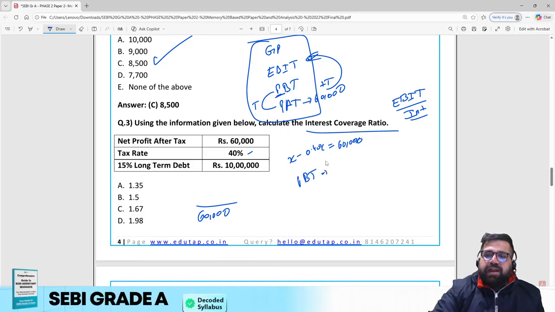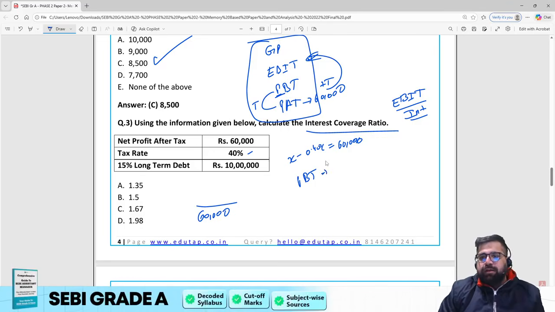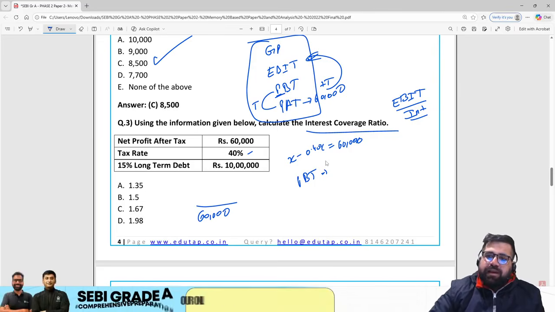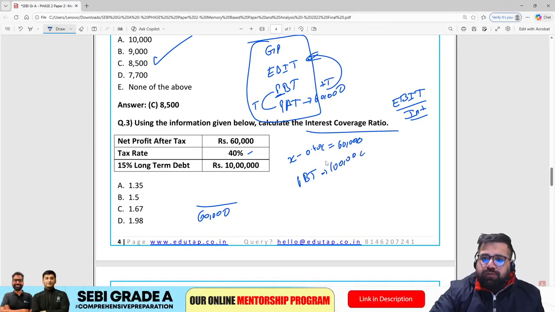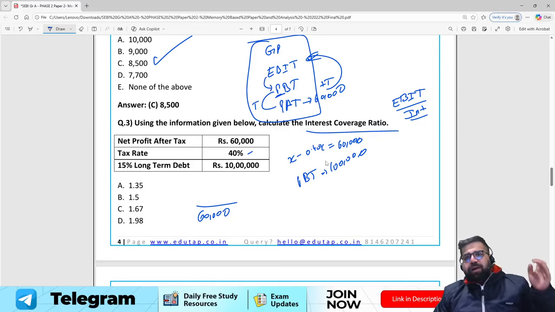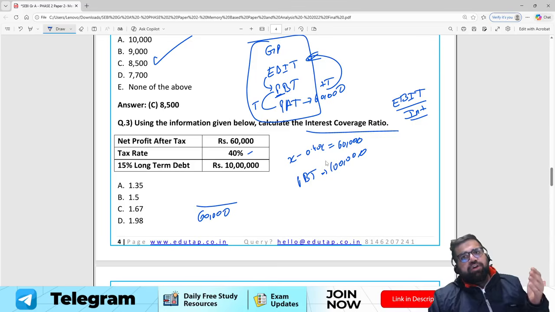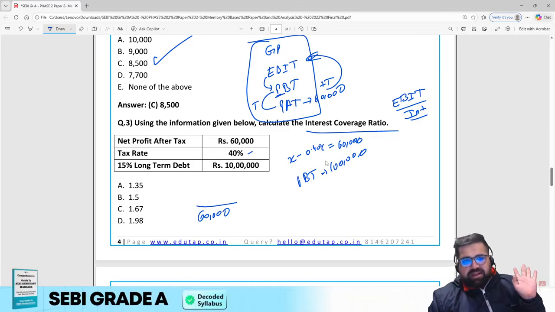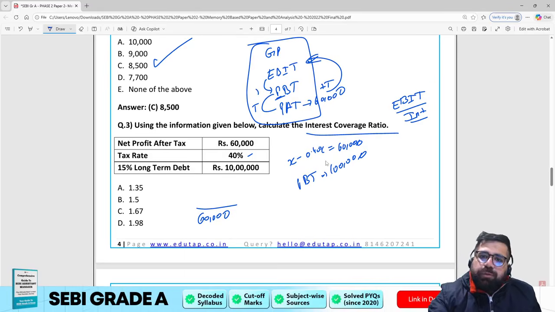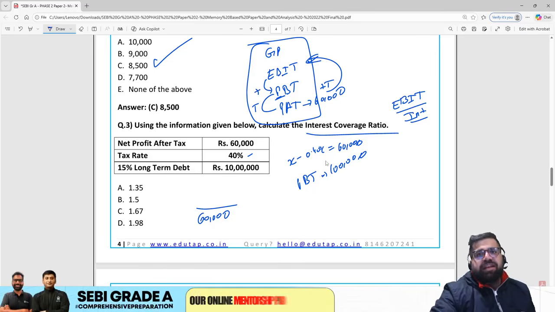So my profit before tax, if you do this, will come out as what? 60,000 divided by 0.60, so it will be 1 lakh, right? If I'm not wrong. You also solve, right? So profit before tax came out to be 1 lakh. Now, you also know that to come from EBIT to PBT, you have to settle certain non-operating incomes and non-operating expenses. In this case, you are paying interest. So interest will be added to PBT so that you can reach EBIT.